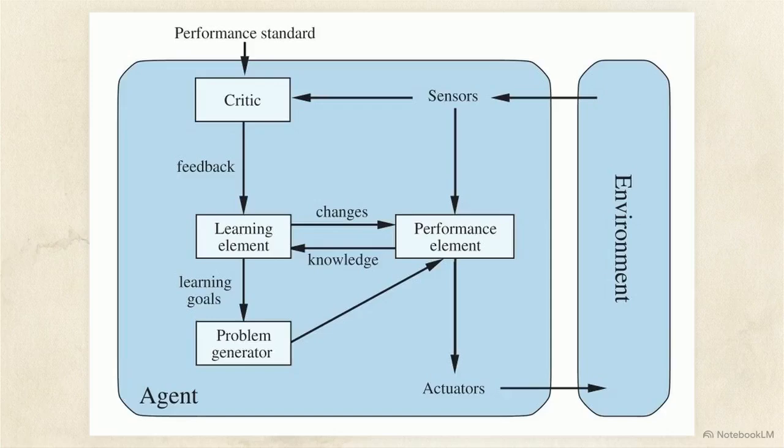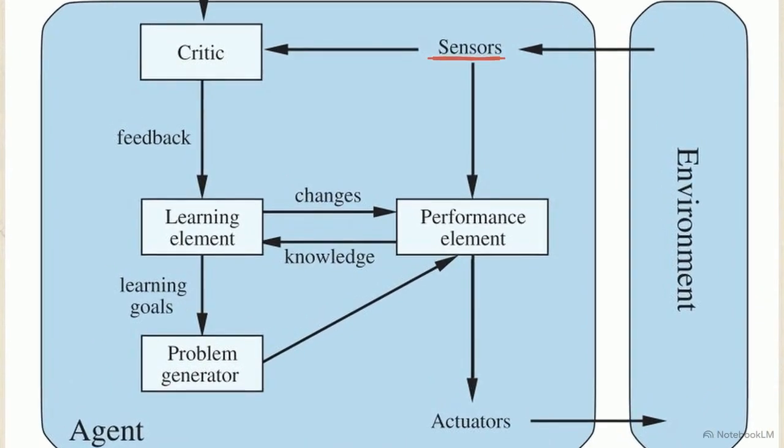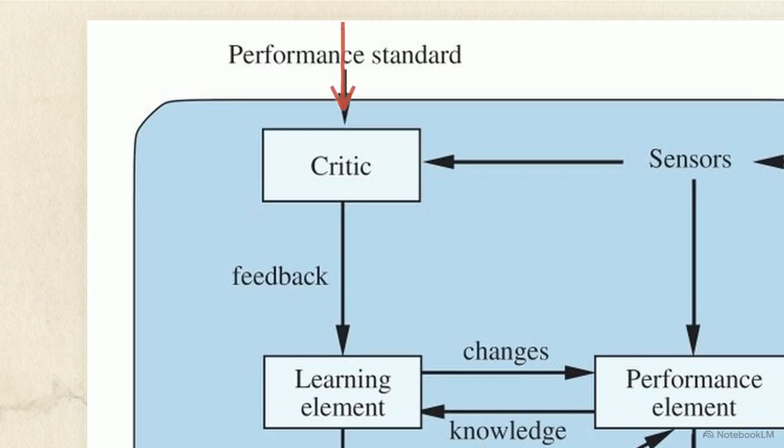This diagram outlines how a learning agent operates. The process starts here, at the performance element, which takes in sensor data and selects the actual physical actions the robot will perform. As the agent acts, a separate internal system called the critic observes the results. The critic compares the agent's actual performance against a strict baseline standard and passes that evaluation down as feedback.